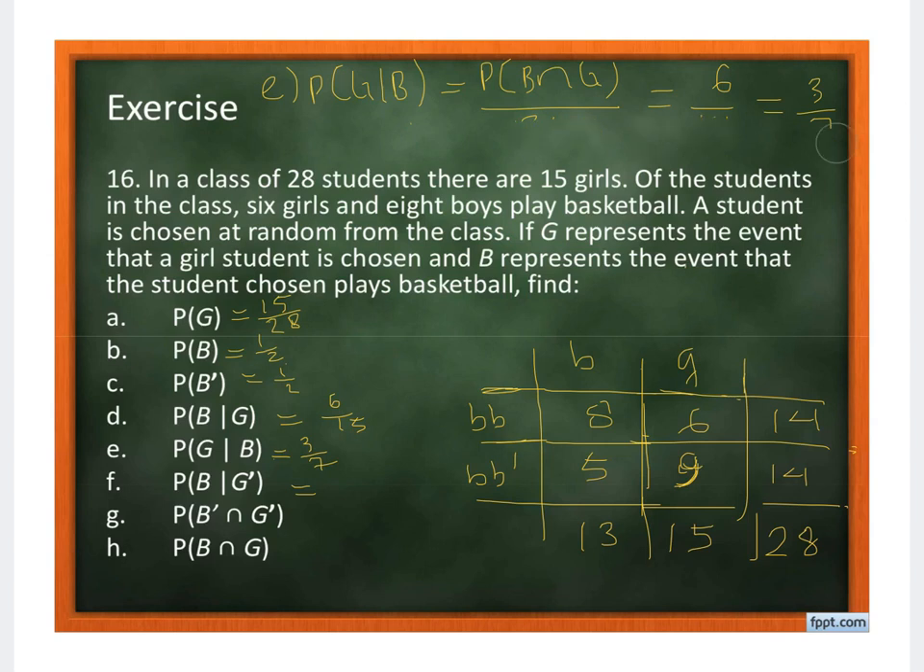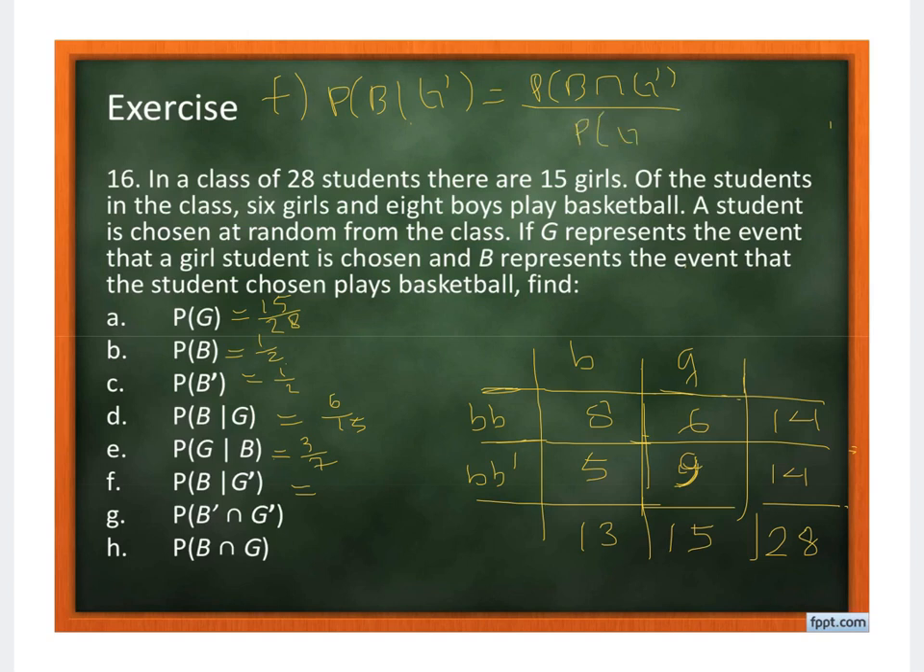Now for F. Probability of B given G complement is probability of B and G complement over probability of G complement, which equals 8 over 13. So 8 over 13.